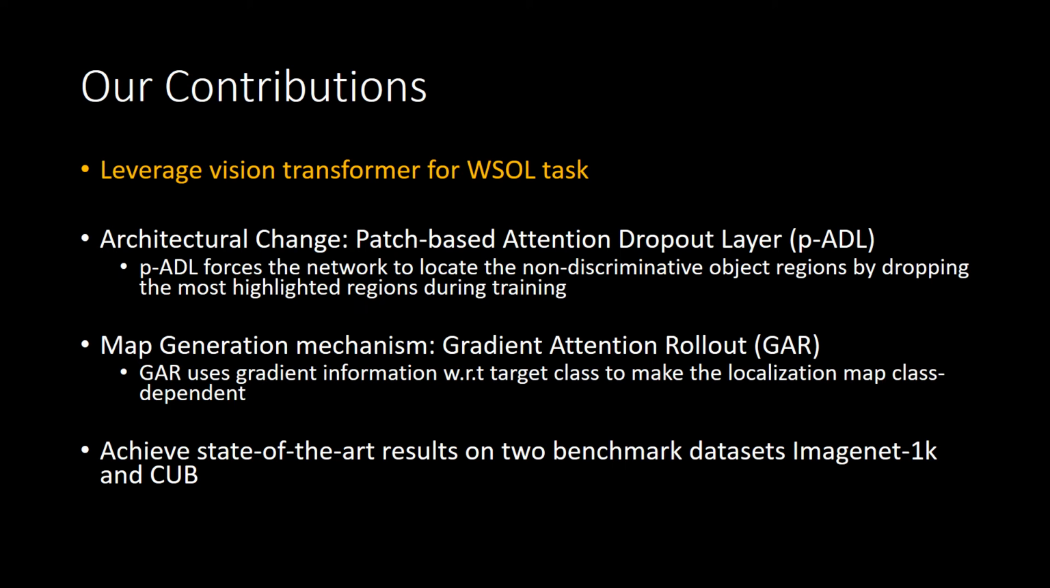Here we list some key contributions of our method. We choose Vision Transformer to train a classification network due to its self-attention mechanism and better capability to learn long-range interactions. Next, we introduce an architectural change to Vision Transformer. We add a patch-based attention dropout layer called the p-ADL layer, which aids the model to discover non-discriminative regions for better localization. We also introduce gradient attention rollout, named GAR, a novel map generation mechanism which gets rid of negative contributions and introduces class dependency. Combining the above key contributions, we achieve state-of-the-art results on ImageNet and CUB datasets.